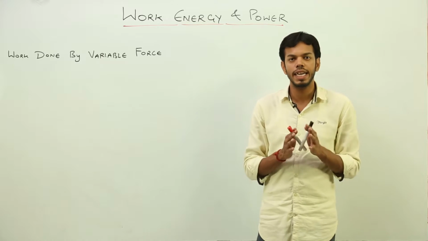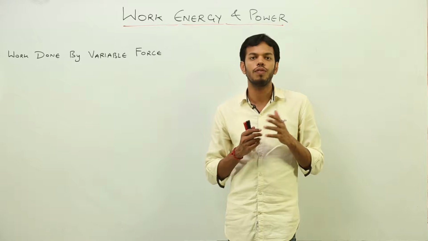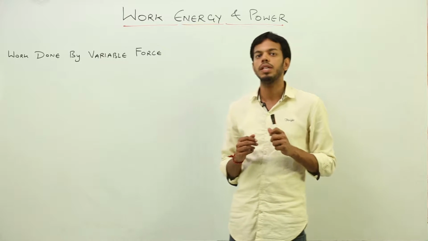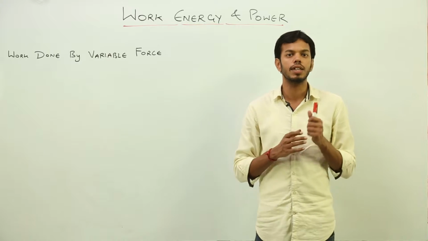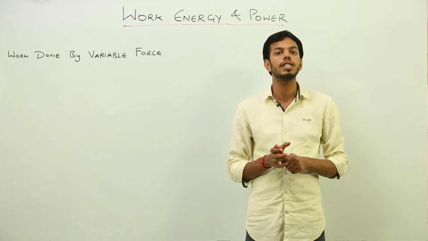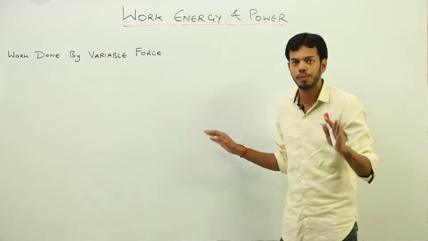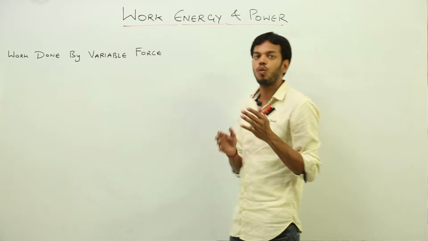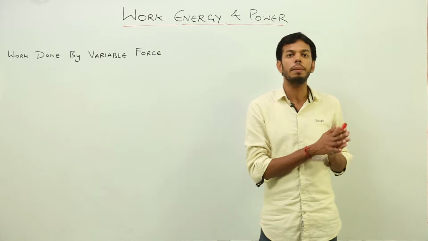For the application of work done, we often see the value of force and the type of force involved. For example, if the force applied is a constant force, then the value of work done is given by force into displacement. We have a very simple formula for that, as well as another formula, Fs cos theta, right? But what if the applied force is variable in nature?